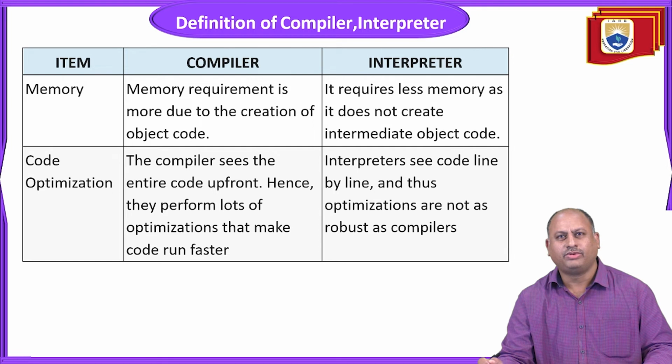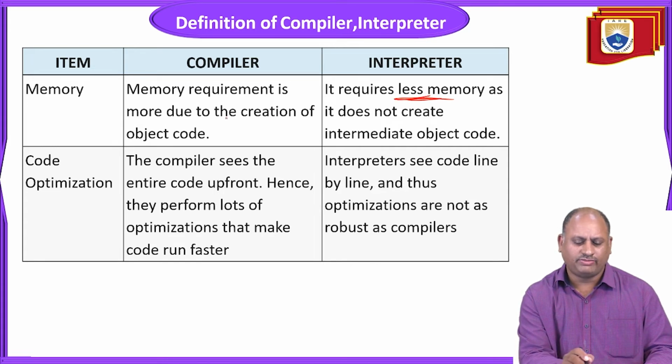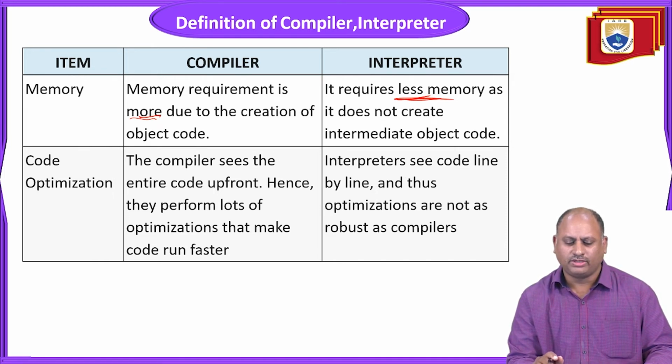Another difference is in memory. Here the requirement is more memory. Why? Because the compiler takes more memory. Intermediate code is generated; as I told you in the previous slide, the .class files, .exe files, and .obj files. Because of these files, it takes more memory compared to the interpreter. Whereas an interpreter doesn't create any intermediate files, so comparatively it takes very little memory. The compiler takes more, and the interpreter takes less memory.